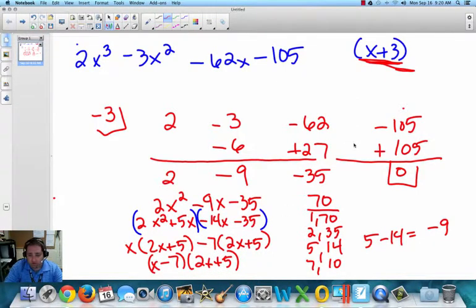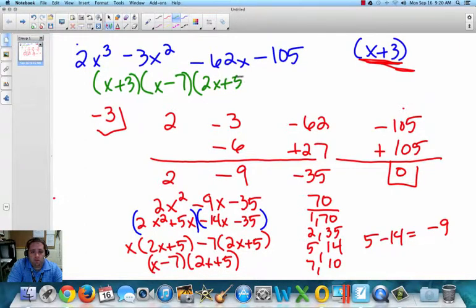Using synthetic division, I've kind of run out of space, so excuse me. I know that this polynomial completely breaks down into x plus 3, x minus 7, and 2x plus 5. So that's a refresher on synthetic division.